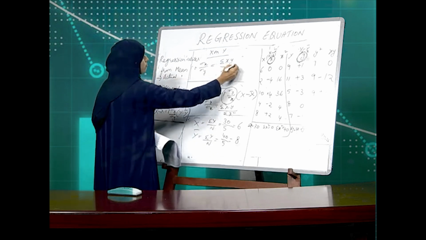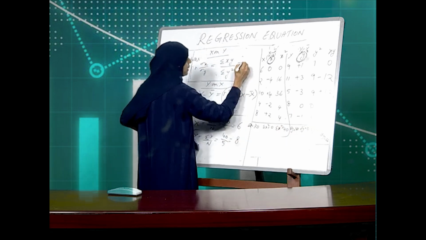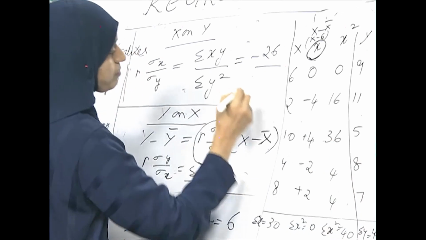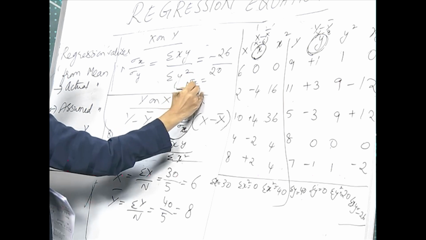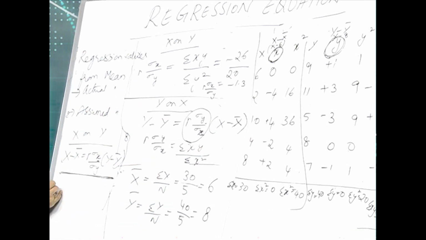So, now if we see here, sigma xy is minus 26, and y square is 20. So, we got this value. This is the standard deviation. We got this value: minus 26 by 20, which is minus 1.3. Now, come back to here, we will substitute.